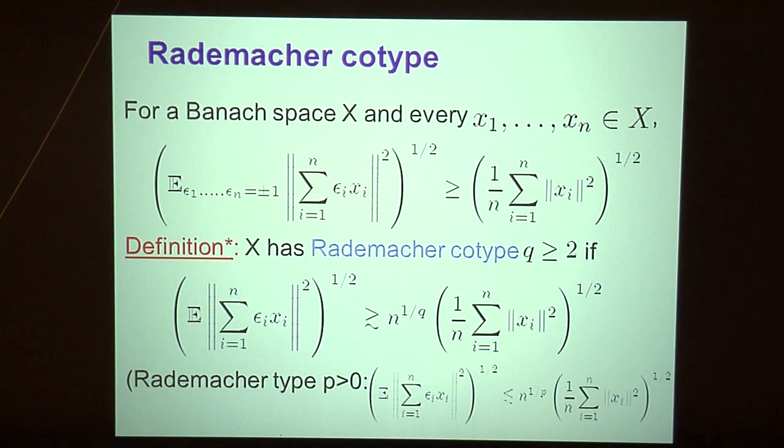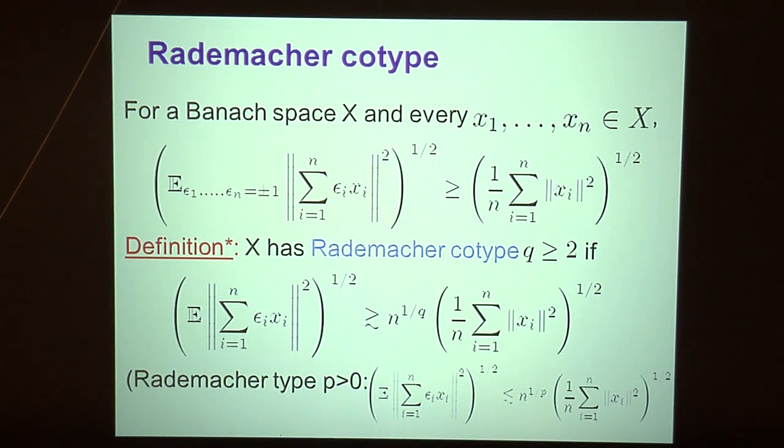So just as we did yesterday, you want to ask, can I improve over this asymptotically? Can I get in this lower bound a constant times n to some positive power? We'll say that the Banach space has Rademacher cotype q if for any n-tuple of vectors, the inequality that's always true actually gets improved. You get an additional factor going to infinity, an n to the 1 over q.